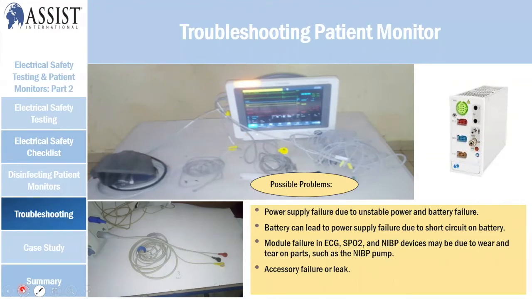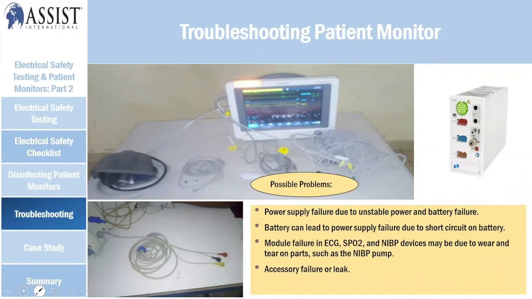A problem battery that you leave in your patient monitor can lead to failure of the power supply. That can cause a short circuit on the battery and cause the power supply to be damaged. So always remember, if your battery is broken, do not keep it in the patient monitor. Just remove it, get a replacement and put it in. If you don't have a replacement, do not leave the broken battery in the unit.